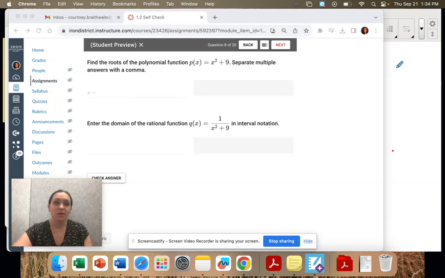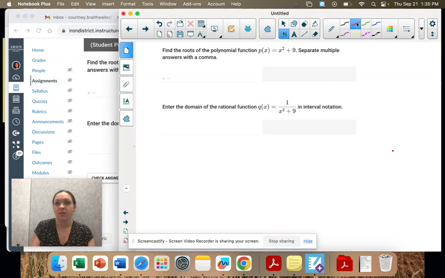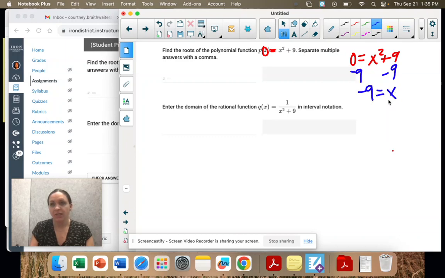It's just what we've been doing, guys. Find the roots of the polynomial function, and then that function goes to a denominator in a rational function. So we set this equal to 0 and we solve. So I'm going to minus 9, negative 9 equals x squared.